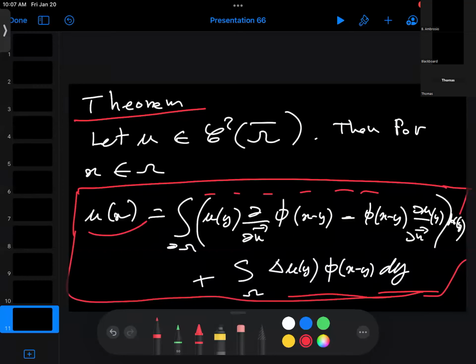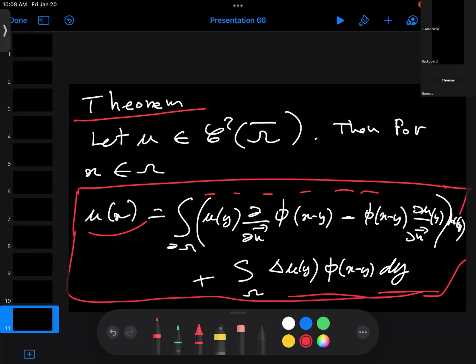All right, so we are going to prove this theorem. And so what's the point? You can see that it's very close to the formula that we wrote in the exercise. But the problem is that we have a singularity: our function phi is not defined for y equals x. So phi at 0 is not defined.